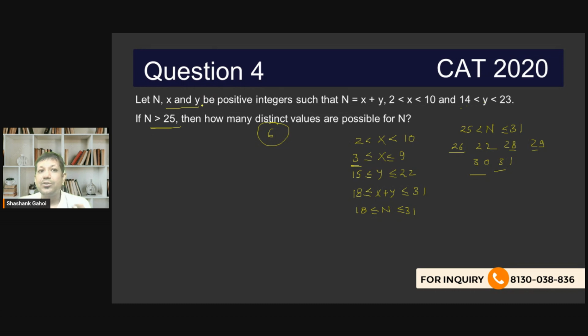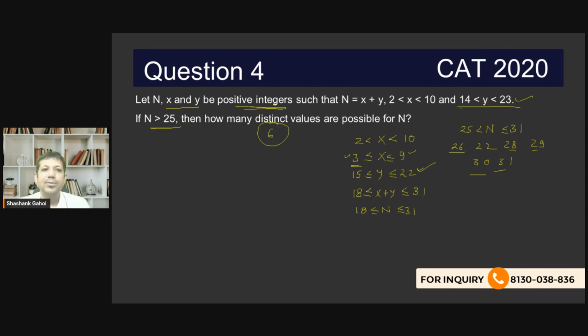Because x is an integer. So if x is an integer, it means x cannot be 2.2. The smallest value of x is going to be 3. That's the reason I'm just working with the integral values of x. I'm working with the integral values of y. Otherwise I cannot write it like this unless this condition is given. Always remember, if y is greater than 14, that does not mean y is going to start from 15. y can be 14.4, but in this particular question it says y is an integer. That's the reason the smallest value of y is going to be 15.